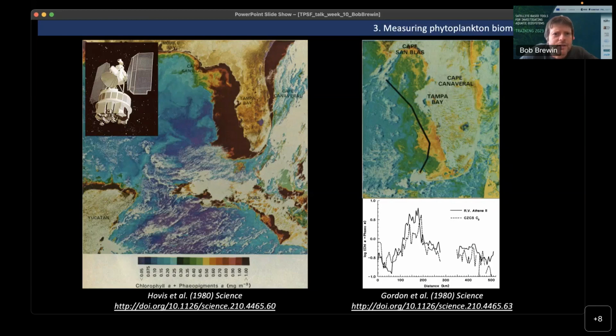So you can see here where Florida is just in the image here. And on the right-hand side, the image was matched alongside a transect of chlorophyll measurements collected by a ship using fluorometric-based measurements. And you can see how well correlated the spatial changes in chlorophyll are when matched between the satellite and the ship.